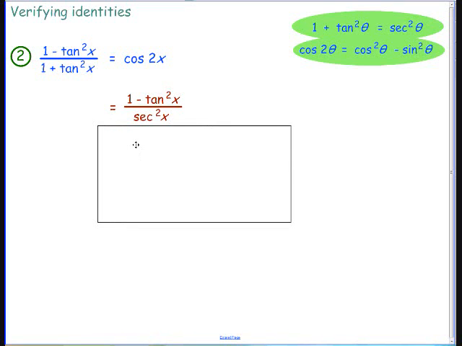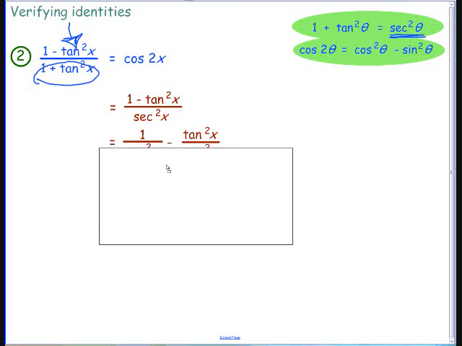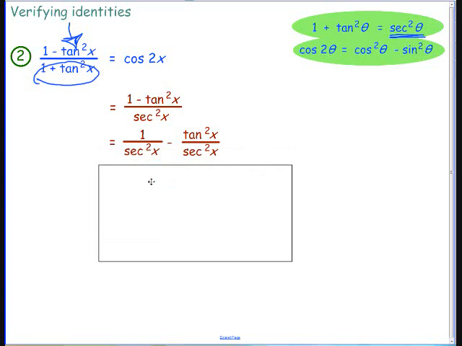Okay. So the first thing we had noticed when we looked at this was right here. Yes, we're working on this side of the equation. That was the same as secant squared theta. This is our Pythagorean identity. What's the next thing we see? Oh, that we could separate this into two fractions. Interesting, isn't it?